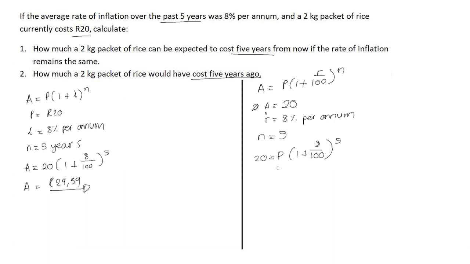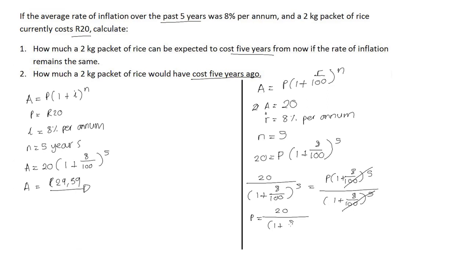We then isolate P, and we do this by dividing both sides of the equation by the variable that is attached to P. We cancel the like terms at the top and at the bottom, and we are left with the following equation. On simplifying the equation, we get an answer of 13 Rand and 61 cents.